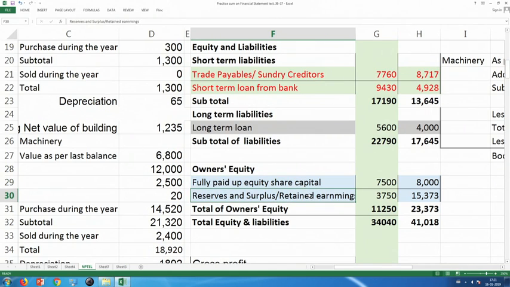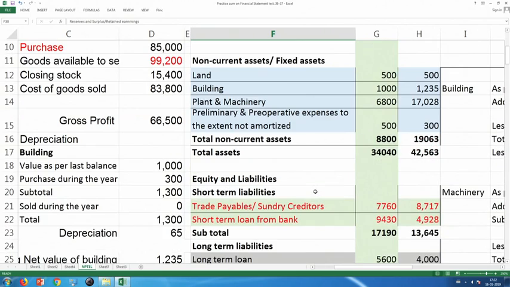Say reserves and surplus goes on increasing, or sometimes it decreases, depending on if the company is making profit or incurring loss. If the company is incurring loss, the net loss is deducted from the previous year's reserves and surplus or retained earning balance. If they make profit, after payment of dividend, whatever is remaining, they add it to the reserves and surplus, which is also known as retained earning.